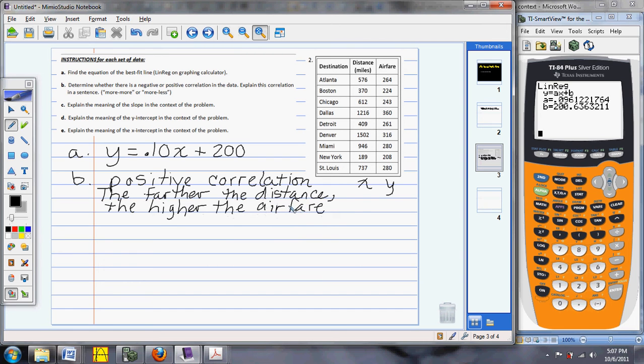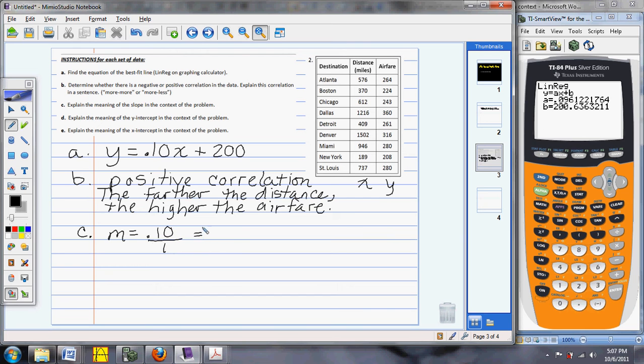Okay, great. So that's an explanation of the correlation. For part C, we need to explain the meaning of the slope. Now the slope, m, is 0.10. We already talked about why that is. Now this means, if you don't have a fraction, you can write it as a fraction.